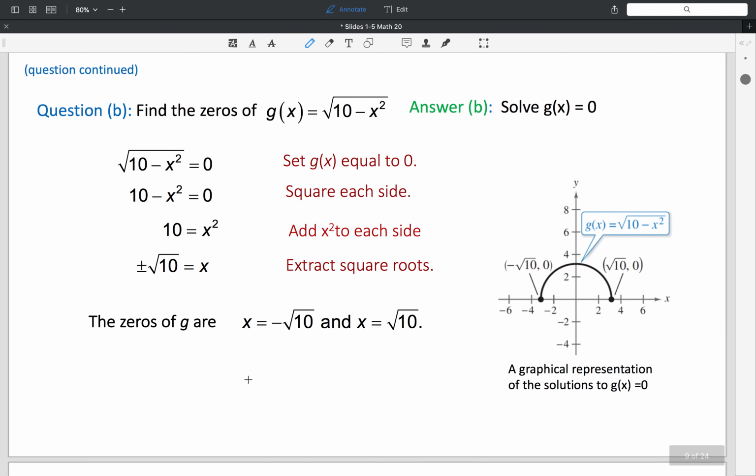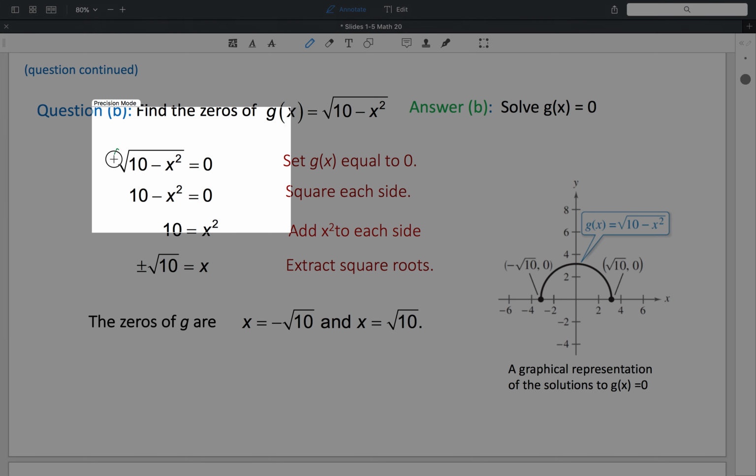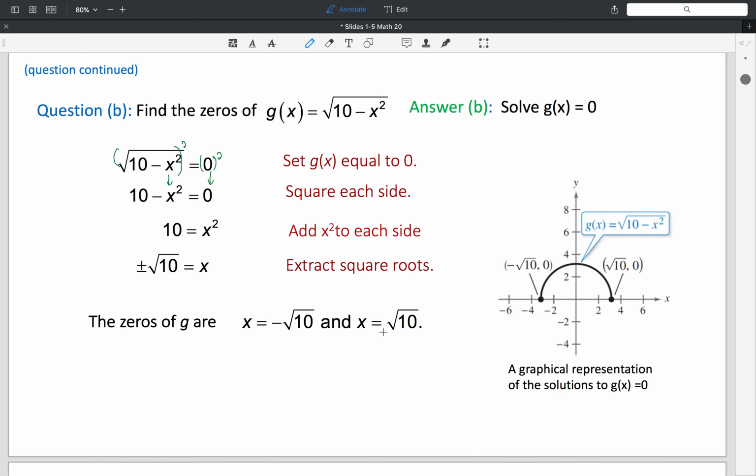I want to find the zeros of the square root of 10 minus x squared, so I solve this equal to 0. Now the algebra that I do here, I dropped the square roots, but here's why I can do it. I can square both sides because I'm doing the same thing to each side. 0 squared is 0. If I square the square root, those cancel, and I just get 10 minus x squared equals 0. So what I do is I add x squared to each side. This cancels. So I'm left with 10 equals x squared.